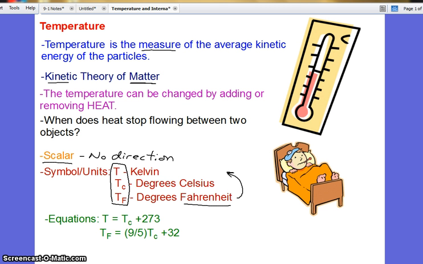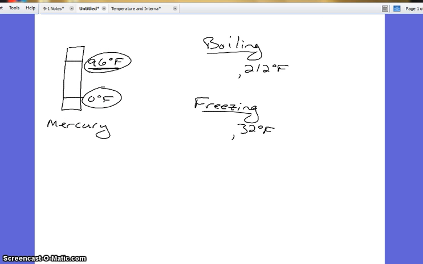Now what happened then with Celsius is Celsius wanted to make it more like the metric system, which is based off 10. So he called the freezing point 0 degrees Celsius, but he didn't call the boiling point 10, that would be too small of a scale. He called the boiling point then 100.